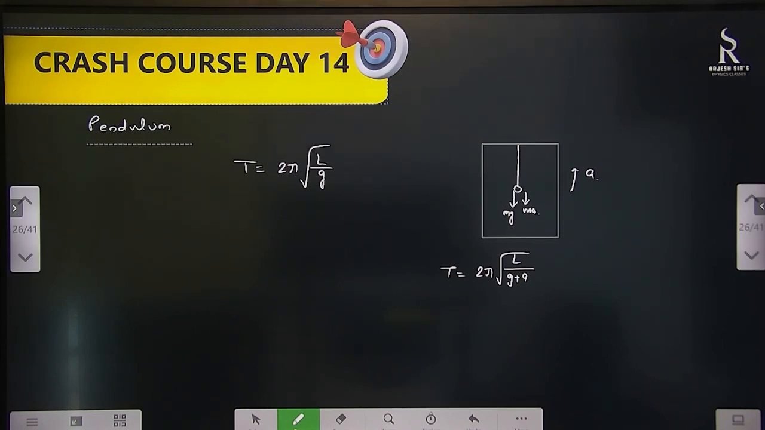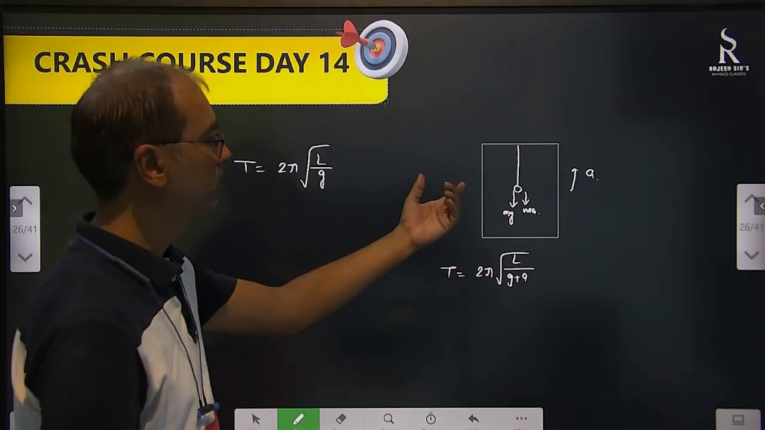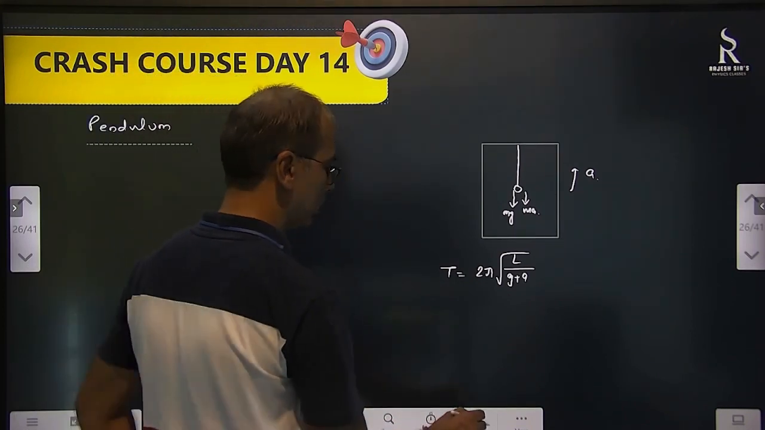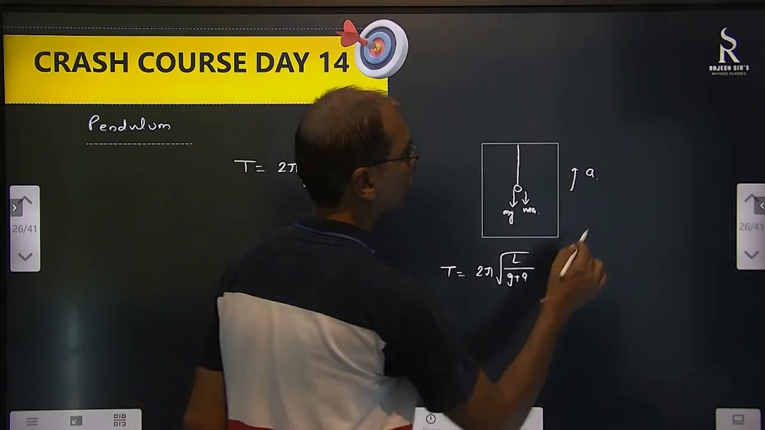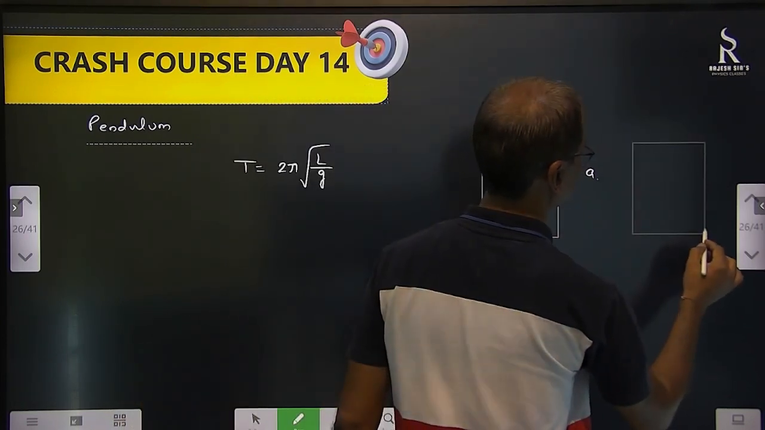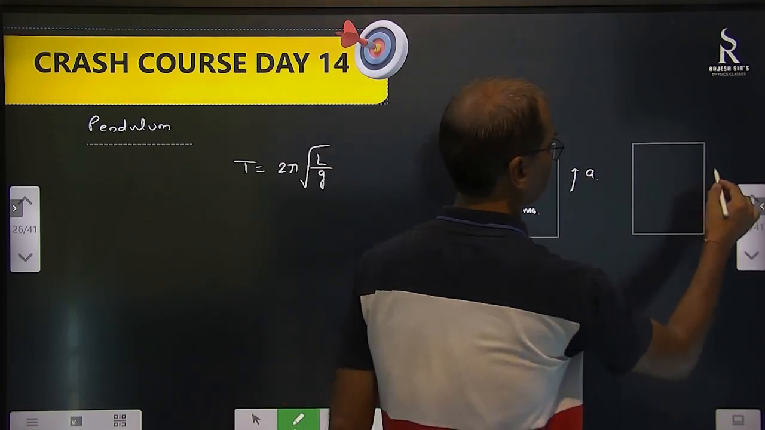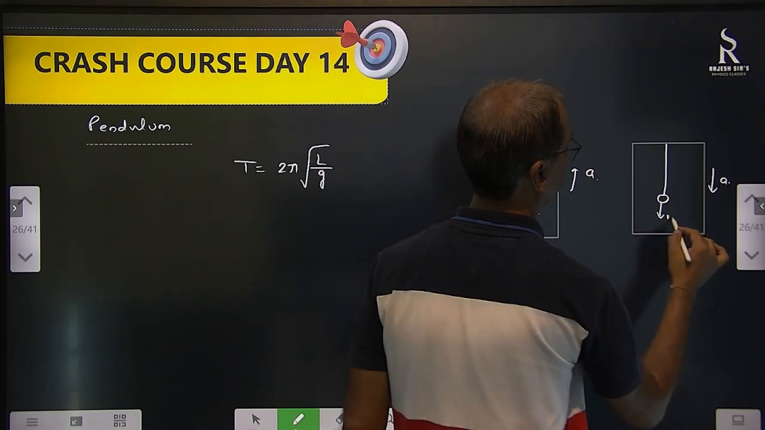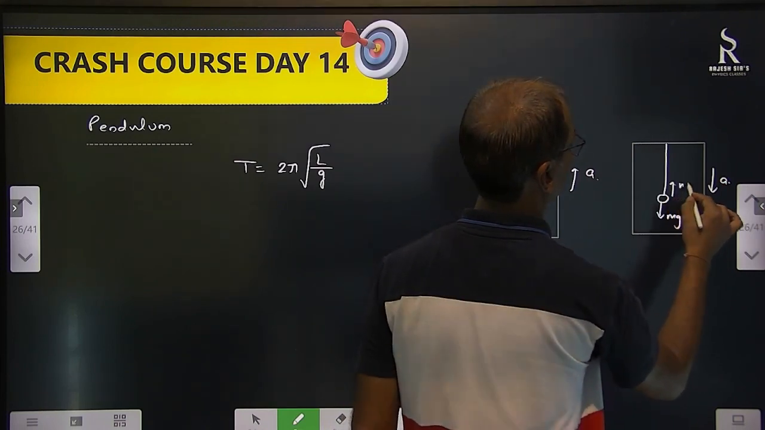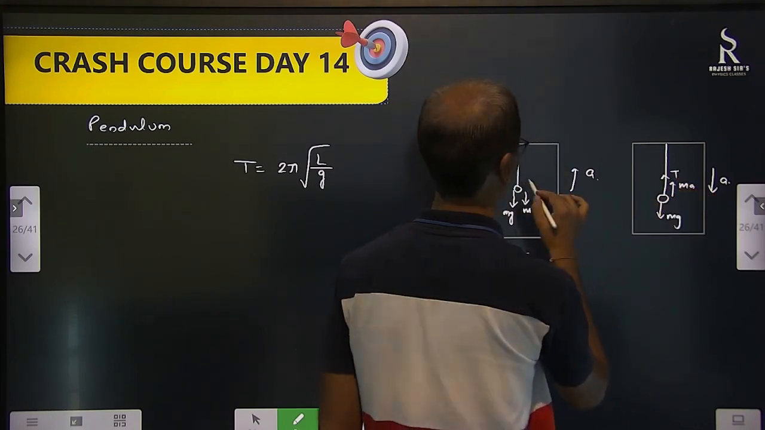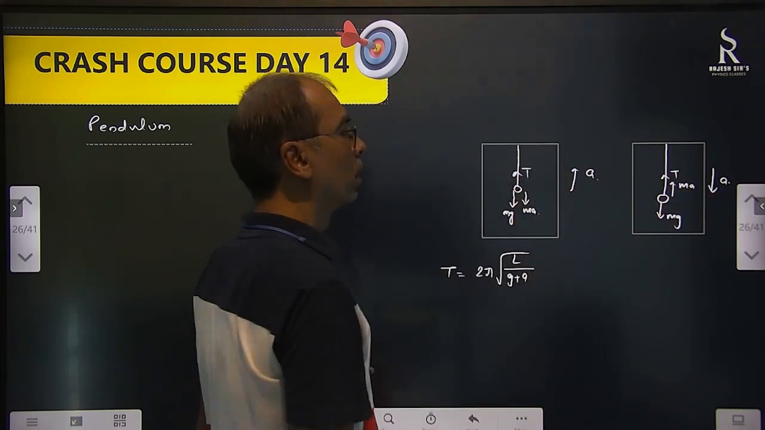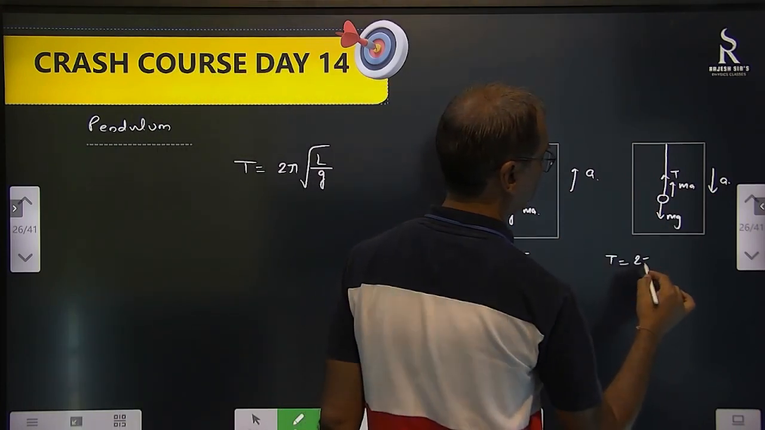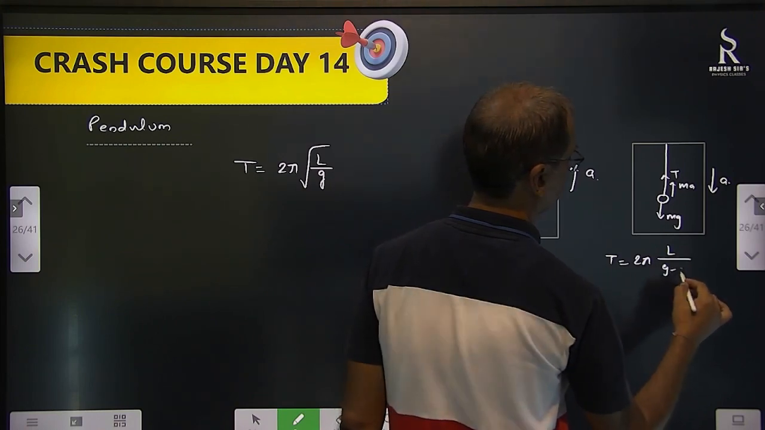Okay, now if this same system comes down, then what will happen? g minus a. Same thing if we bring it down. This is coming down, and this is the pendulum. So mg is acting down, then the pseudo force is acting up, and here is the tension. Actually, the tension value is what you are finding here. So what is the tension value? mg minus ma. So T equal to 2 pi root over L by (g minus a).